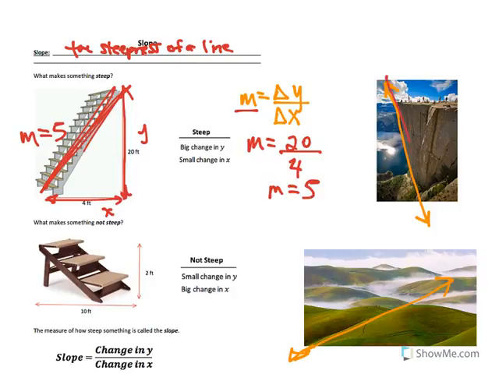So a steep cliff like this would probably have a slope of maybe -7 or something high like that. Maybe even higher, maybe -17 or something like that.